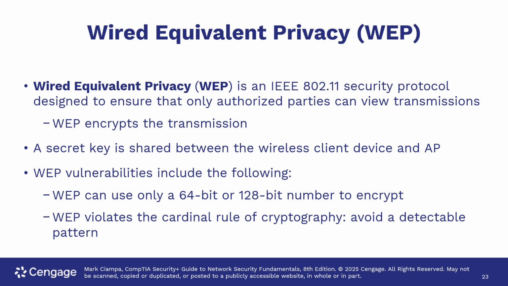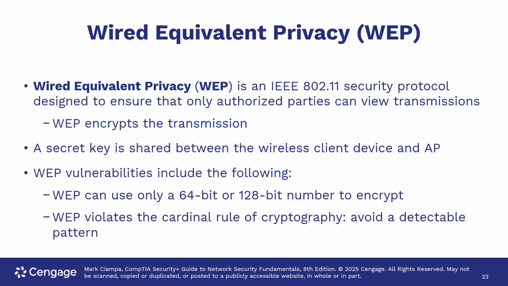Okay, so there is a new security that was added called Wired Equivalent Privacy. Why is that important? Well, remember, wireless devices do not use a wire. It's an IEEE 802.11 security protocol designed to ensure that only authorized parties can view the transmissions. It uses WEP to encrypt the transmission. So you have what's called the secret key that's shared between the wireless client device and the access point.